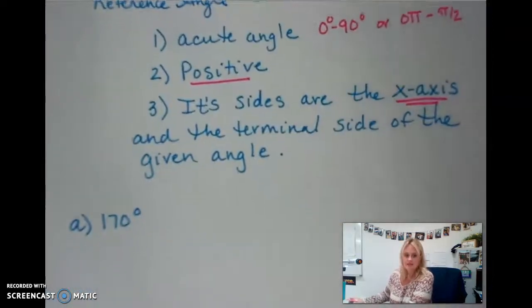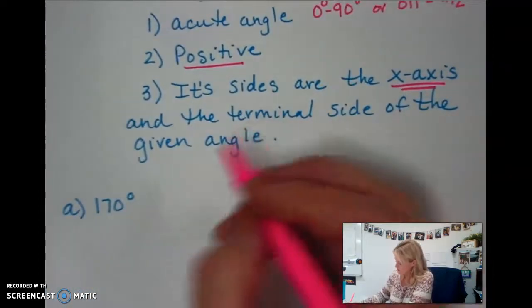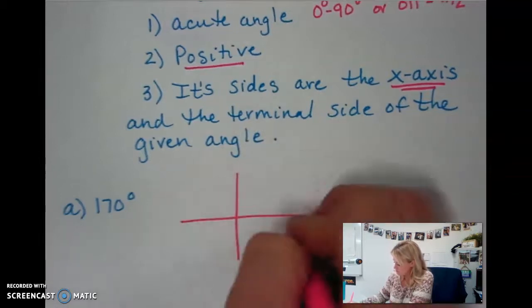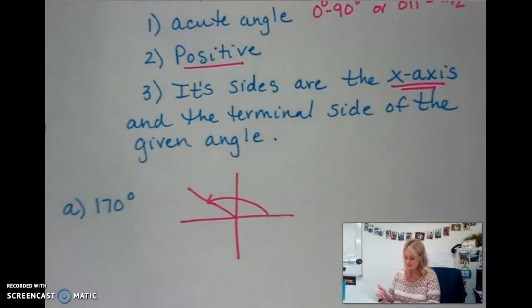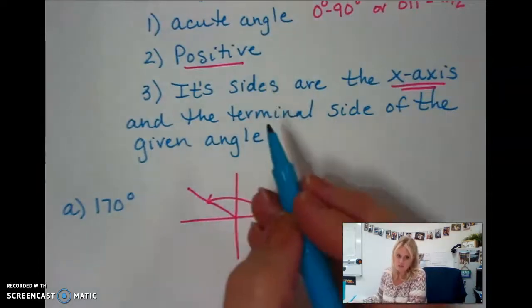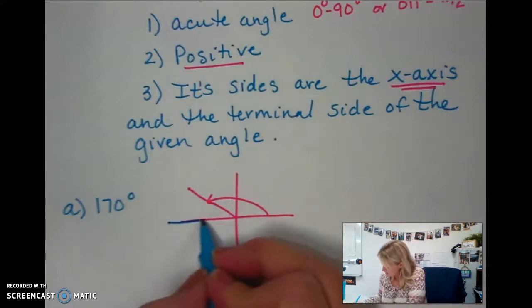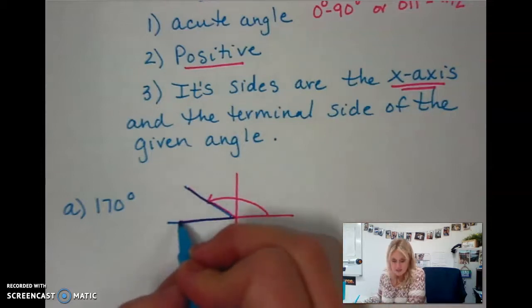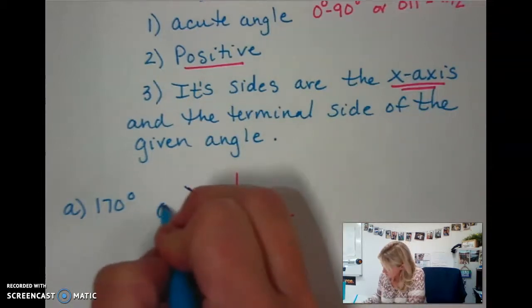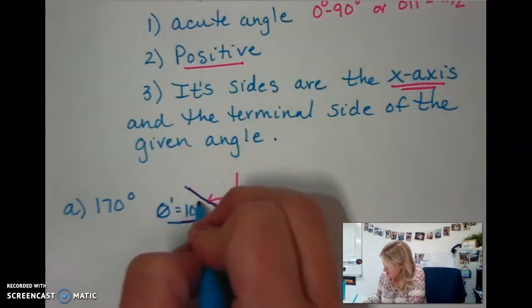So, if I asked you to sketch 170 degrees, we know that that is all the way over here. Okay? However, that is more than an acute angle. It still is positive, but we want to use this now as our reference angle to find what the acute angle is. We're going to use the x-axis, the terminal side, and if this is normally 180 degrees all the way over here, theta prime then is 10 degrees.